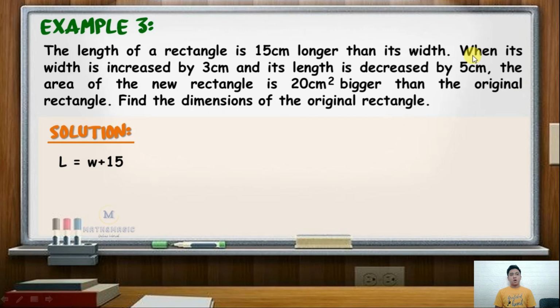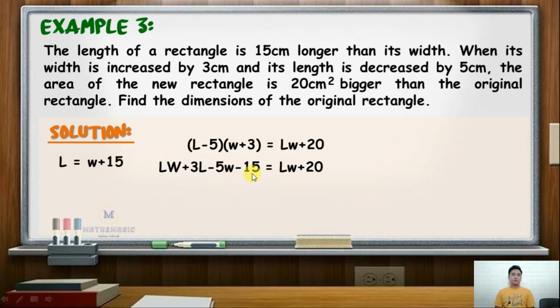For the second statement, when its width is increased by 3 centimeters, that will be W plus 3, and the length is decreased by 5 centimeters, which is L minus 5, the area of the new is 20 centimeters squared larger than the original. In symbols, that will be quantity L minus 5 times quantity W plus 3 equals LW plus 20. When simplified, the product on the left side will be LW plus 3L minus 5W minus 15. Here you may use FOIL method. Then equals LW plus 20. Combining like terms, the equation will become 3L minus 5W equals 35.